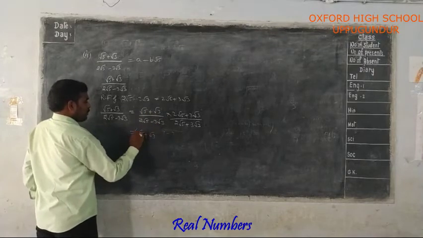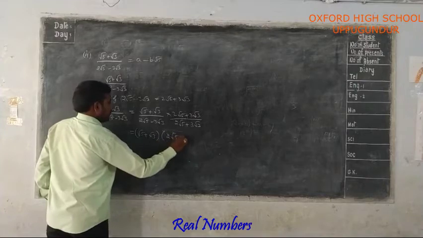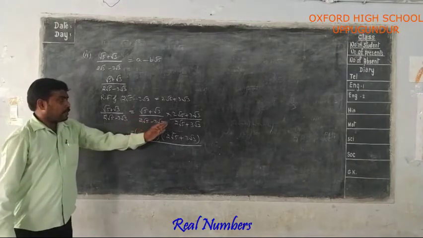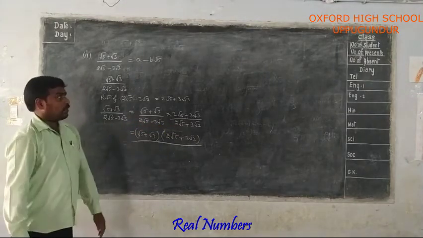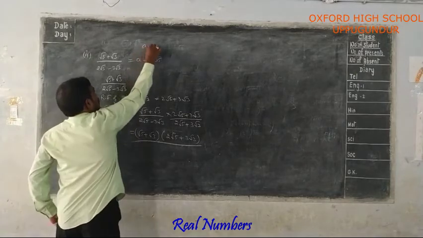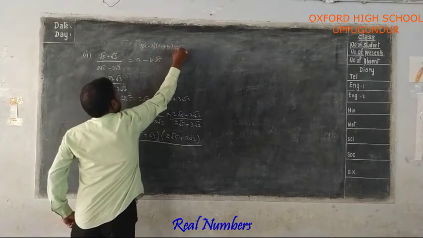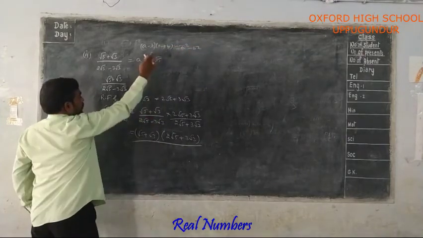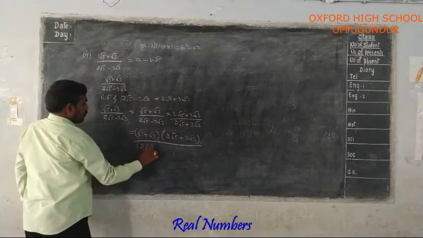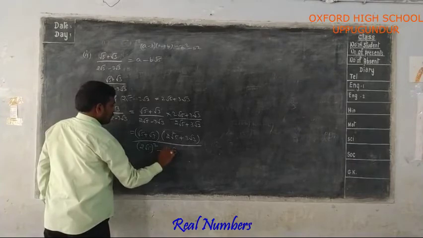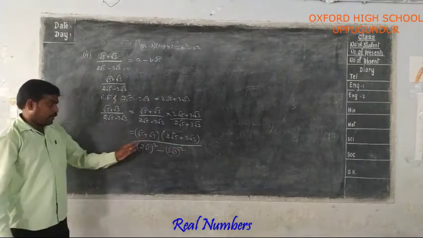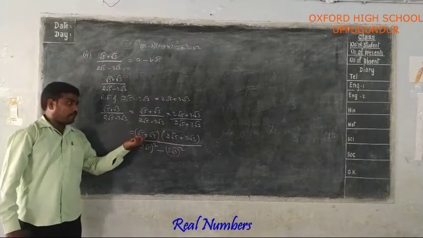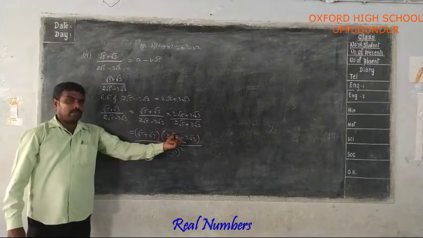Now multiplying the numerators: (root 5 plus root 3) into (2 root 5 plus 3 root 3). The denominator is in the form of (a minus b) into (a plus b). What is (a minus b) into (a plus b)? a square minus b square. We know that (a minus b) into (a plus b) equal to a square minus b square. So using this identity, we can write (2 root 5) whole square minus (3 root 3) whole square. Now in the numerator, you have to multiply two binomials. The first term of the first binomial you multiply with both terms of the second, and likewise the second term.